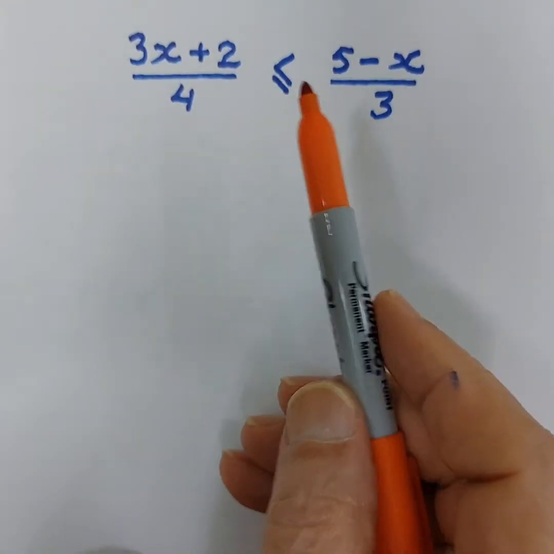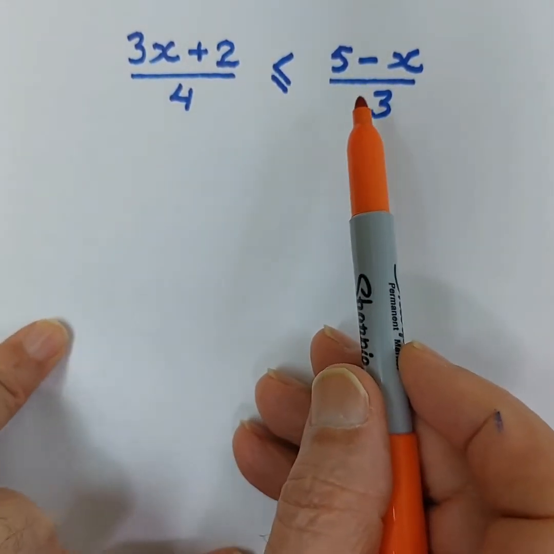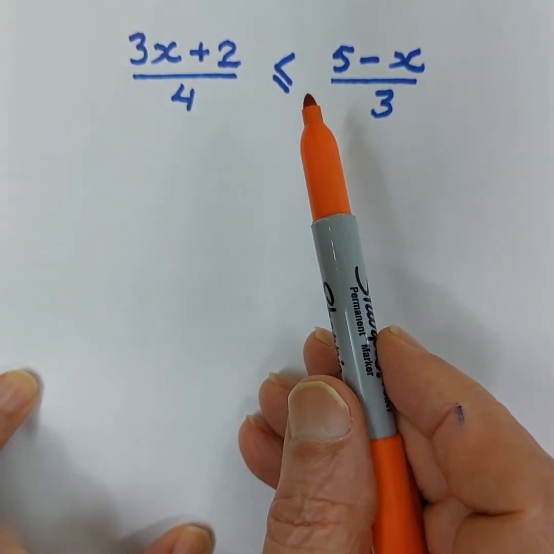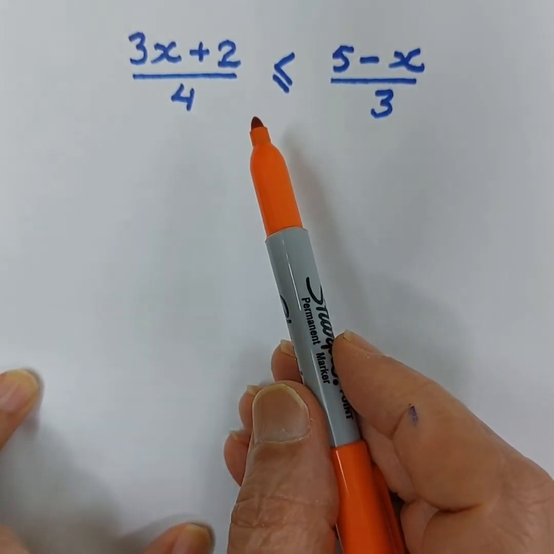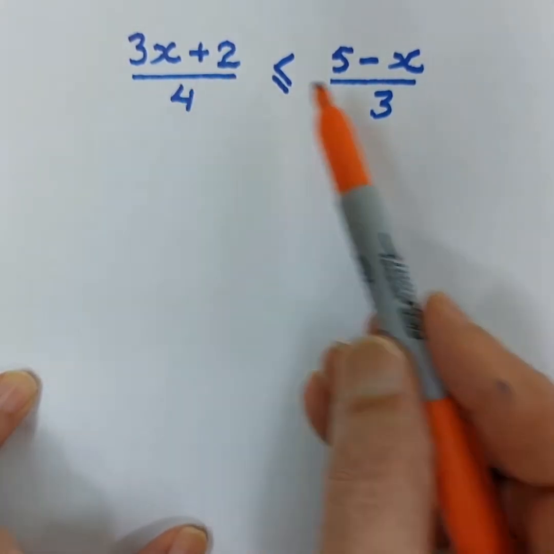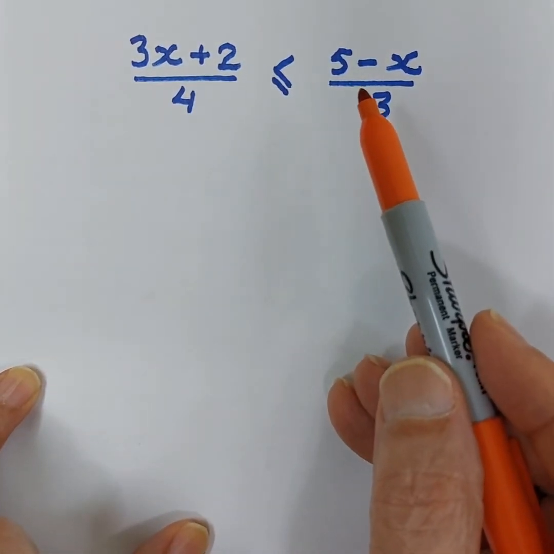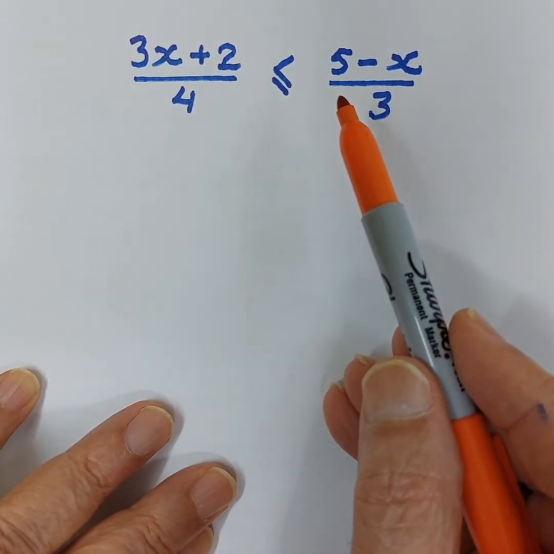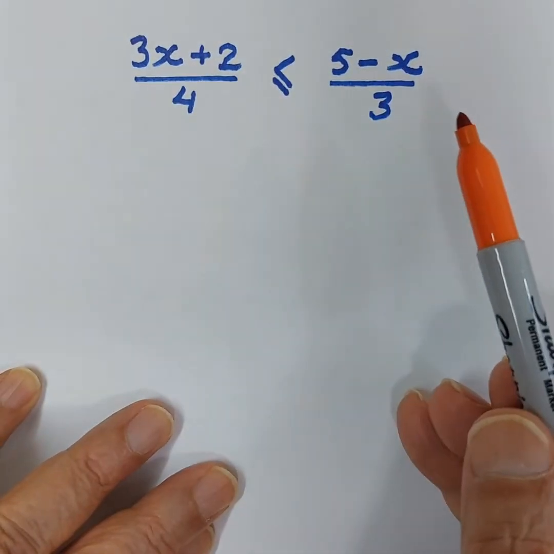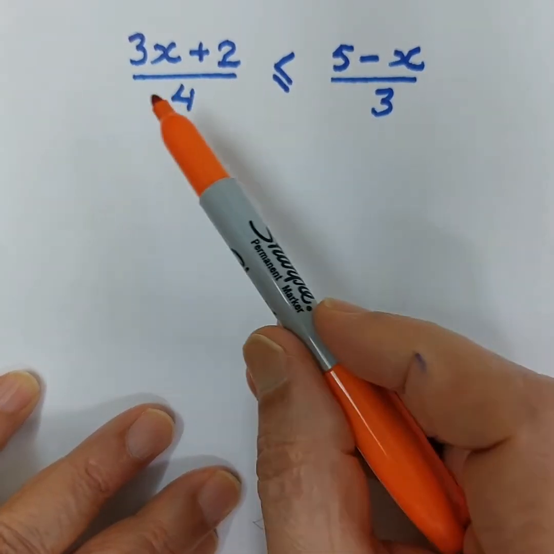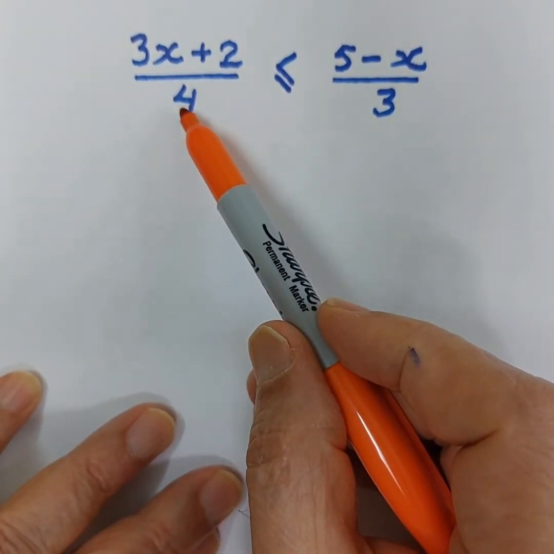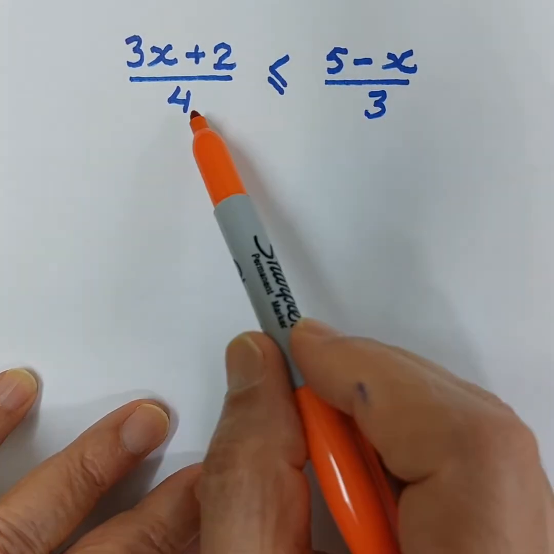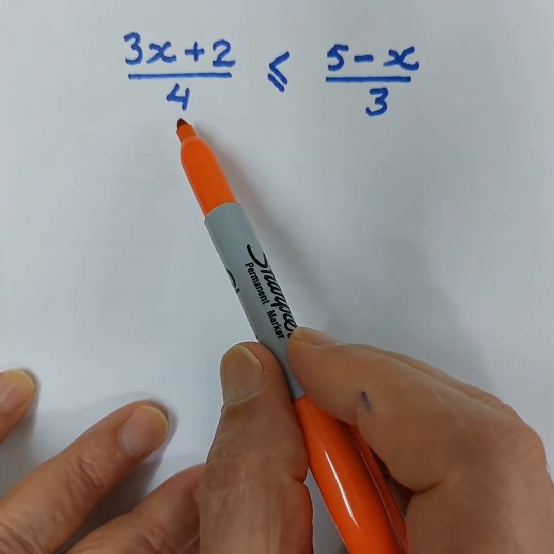Now in the second inequality, you see we have fractions. When we have fractions, the first step is to get a new shape of the inequality without fractions. That means we have to eliminate the bottom numbers here and here. How can we do that? 3 by 4, that means 12.